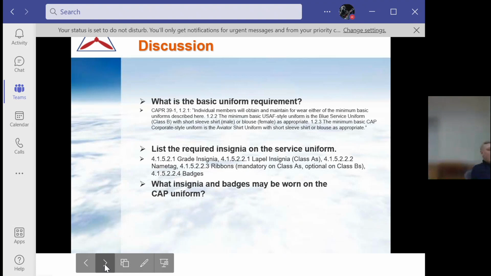What insignia and badges may be worn on the cap uniform? I don't know why they phrased it like that, because a lot of things may be worn. All the ones you've earned and specialty ones you've earned in the military, right? Are combat badges on it? I'm actually not sure. I'd have to check. It's a badge, not a ribbon.